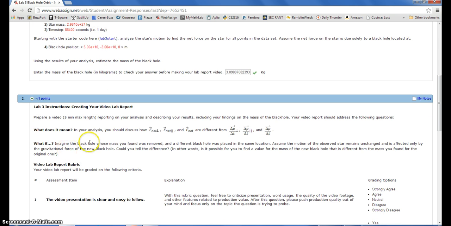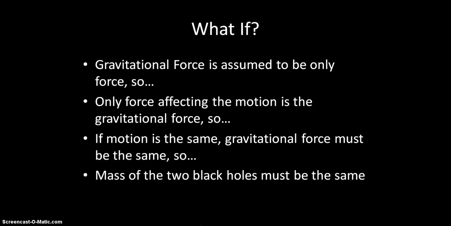Now, if we were to imagine that a new black hole was placed where a previous black hole was, yet the motion of the star remained the same, would we be able to tell the difference? The answer to this question is no, as if the gravitational force is assumed to be the only force affecting the motion of the star, and the motion is the same, that means the gravitational force must be the same, meaning the mass of the two black holes must be the same.